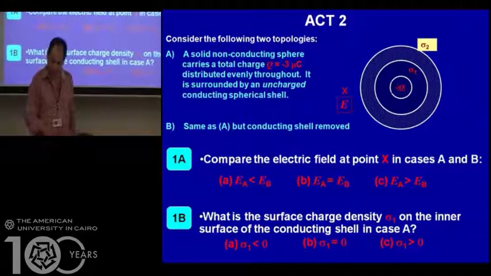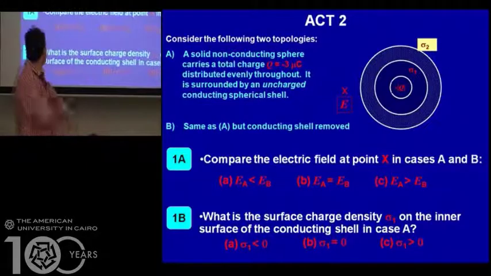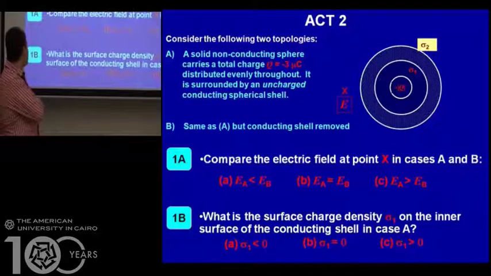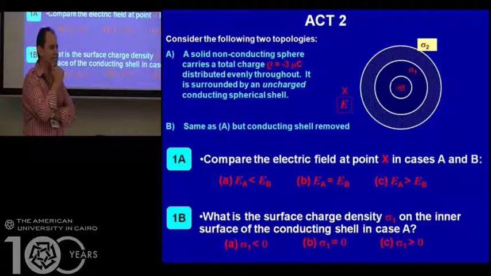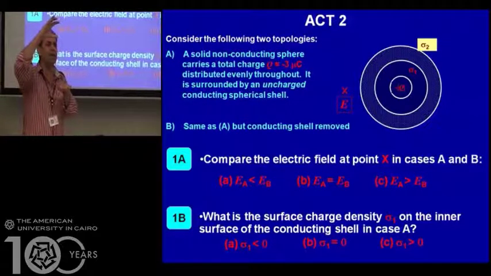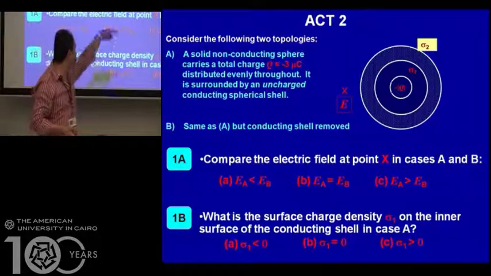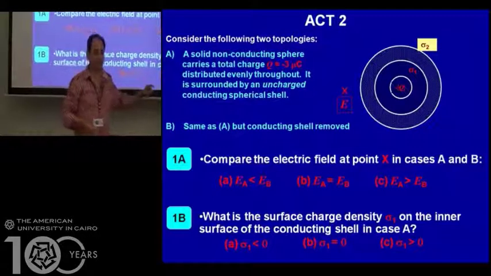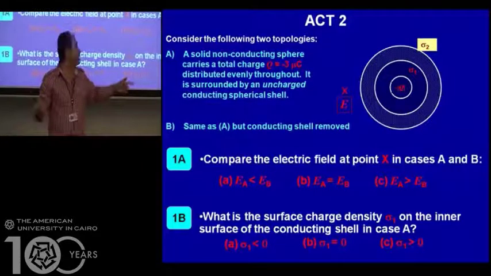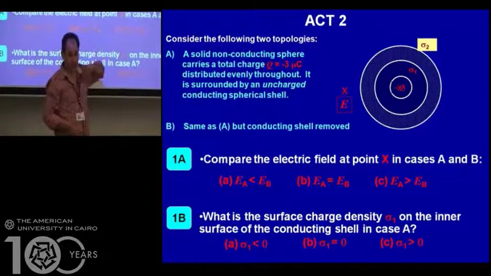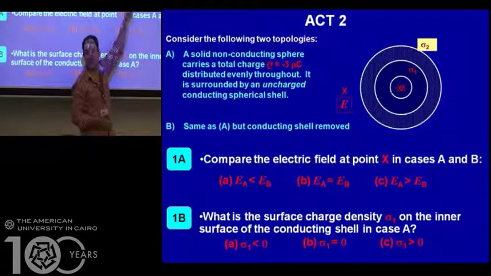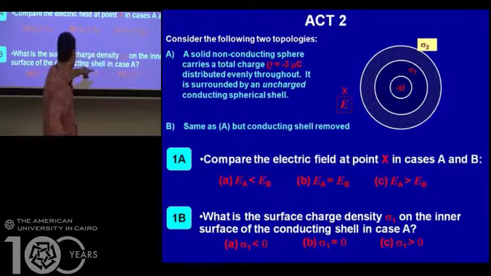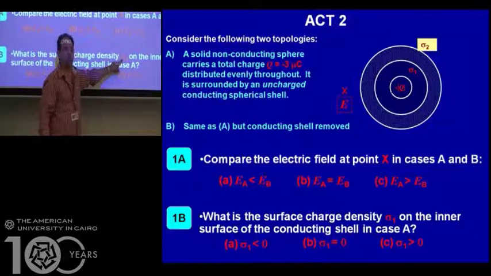Okay, B. What is the surface charge density sigma 1 on the inner surface of the conducting shell in case A? So in that case, what is the surface charge density? What is the definition of surface charge density? It's the amount of charge divided by the surface area. The surface area of the inner surface is 4 pi r squared, whatever the r of that inner surface is, r1 squared. What is the charge on the inner surface? Q1. So sigma 1 is going to be positive Q1 divided by 4 pi r1 squared.